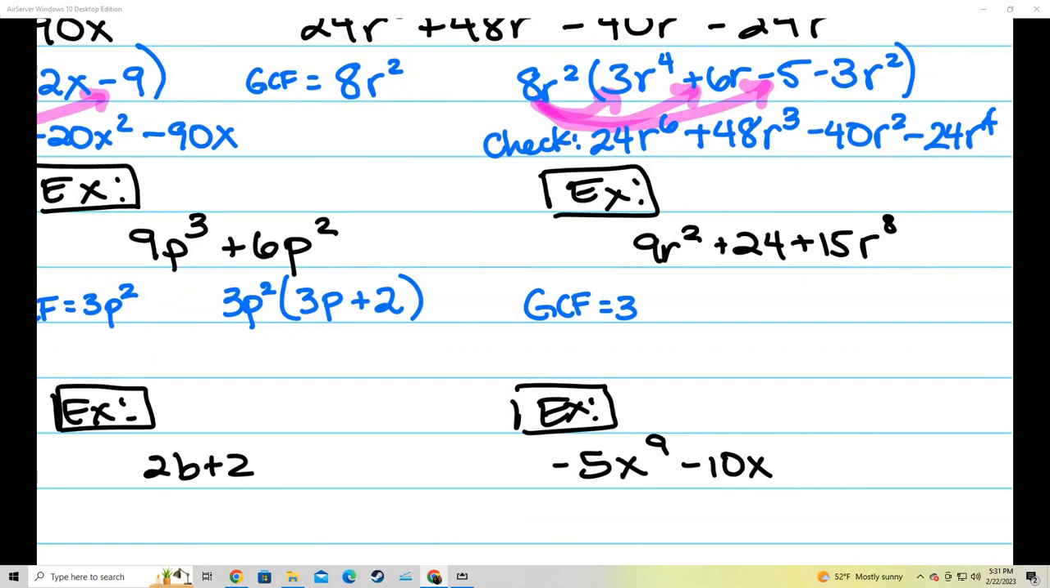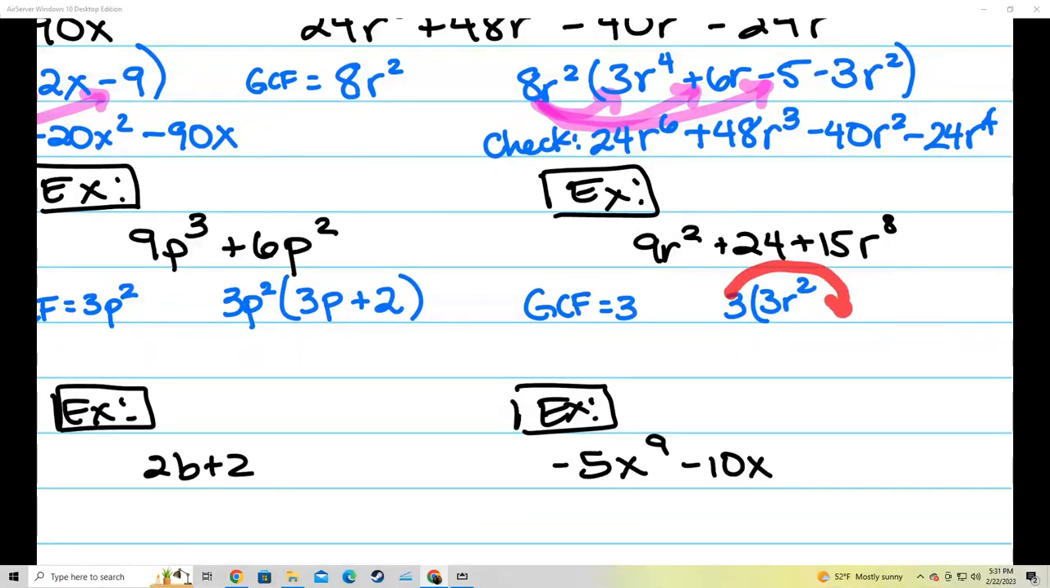As far as factoring it out, I'm going to write this as 3 parentheses. Let's go ahead and get it back. How do I get this back? This is going to be 3 times what gives me 9. That would be a 3. And because I need all those r's, I'm going to write it as 3r squared. Done with the first term.